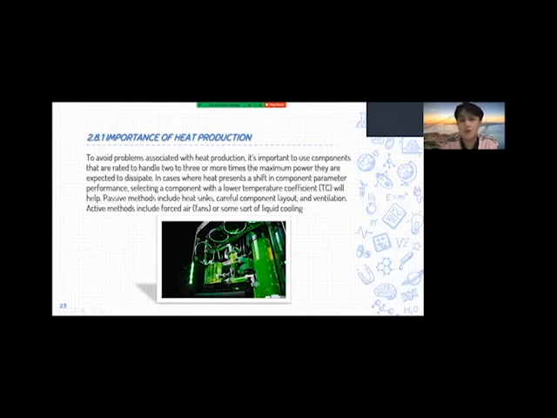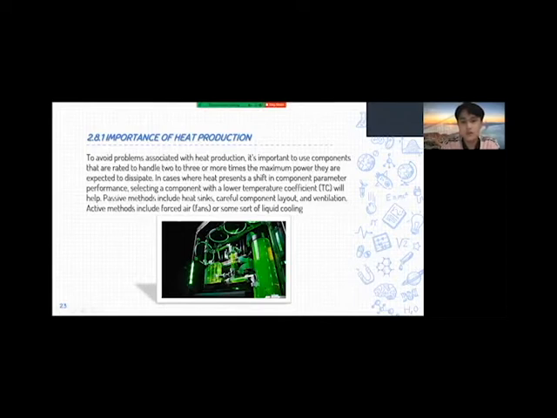For example, the limit number written on the part is larger than the number that is expected to dissipate. And to reduce the heat, we can apply some passive methods, including heat sinks, careful component layout, and ventilation. Or we can apply some active methods, including air fans or some sort of liquid cooling.